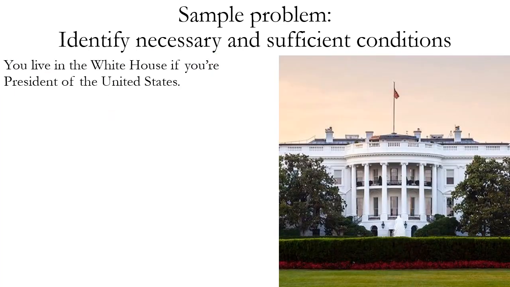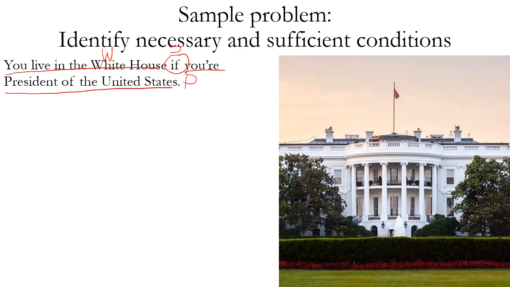Another example, you live in the White House if you're president of the United States. So once again, let's start with the translation by identifying our logical operator word, if. That will be translated by a horseshoe. Then we can identify our simple statements. Do you live in the White House? We can symbolize that by W for White House. You're president of the United States is another simple statement. We can symbolize that by P.